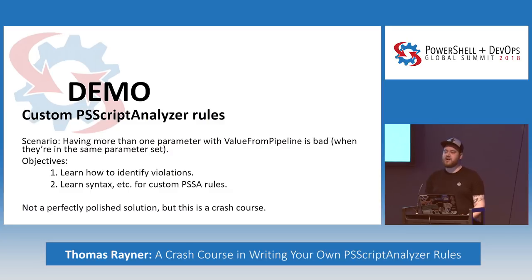So we have two objectives in the demo that's going to make up the rest of our time together today. The first objective is to learn how to identify the violations. Before we can report on them and before we can actually make a script analyzer rule, we need to learn how to parse a script and look through it and identify, here is a condition where there are multiple parameters in the same parameter set with value from pipeline set. And we don't want to do that using regex because that sucks.